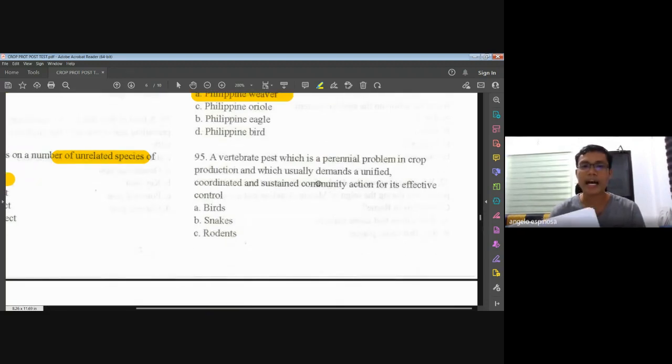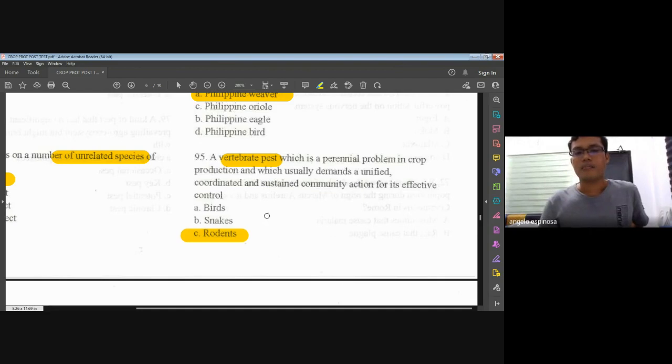Number 95, a vertebrate pest. When we say vertebrate, it has a backbone. This came out in the board exam. Which is a perennial problem in crop production and which usually demands a unified, coordinated, and sustained community action for its effective control? So the correct answer is rodents.